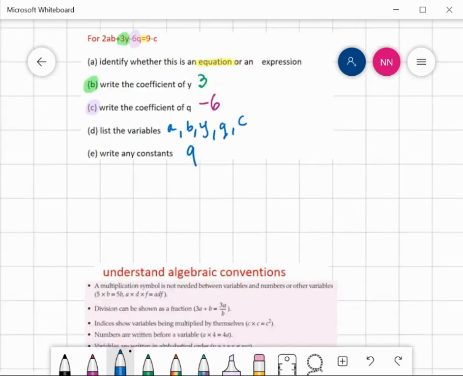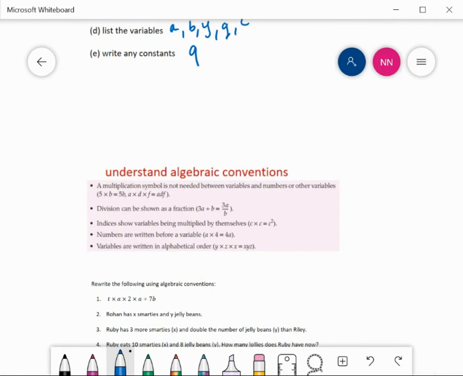All right, let's look at an example where we rewrite expressions without using conventions like times and divide, or something multiplied by itself more than once. This little note gives us a summary of how we simplify algebraic conventions. When we are multiplying any of the letters or pronumerals or variables together, we don't write the multiplication sign. When we are dividing, we don't write the division sign.